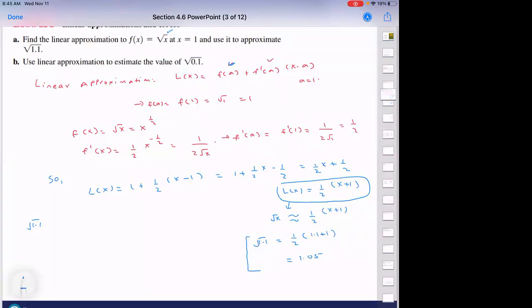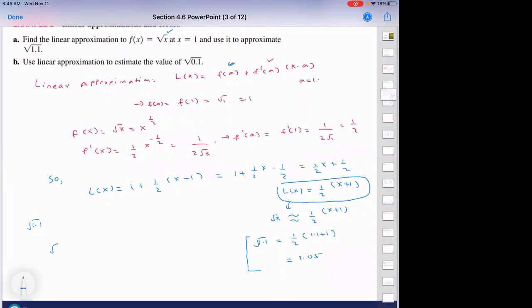Now, I have a question. The reason why we're using just 1.1 instead of the square root of 1.1 is because the original function is f of x equals the square root of x. So 1.1 will be x. Yes, and the other reason is we are using 1.1.